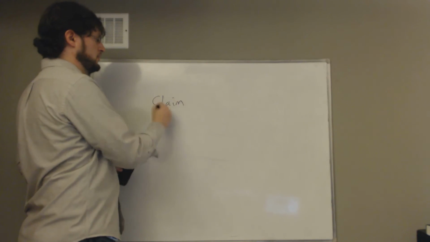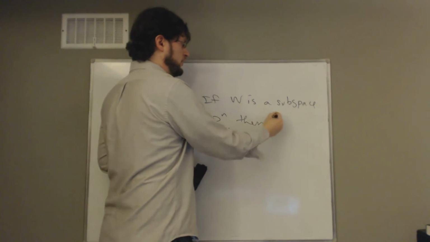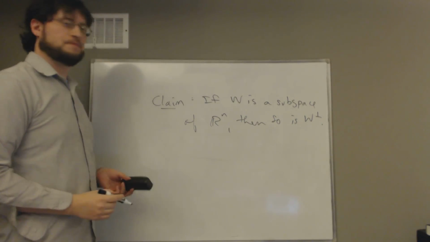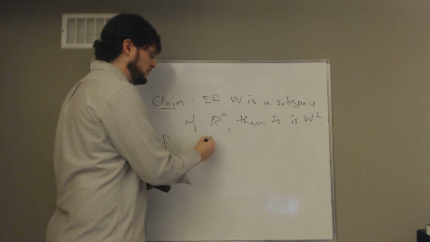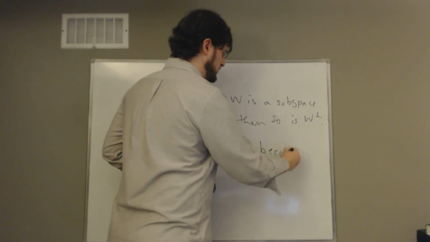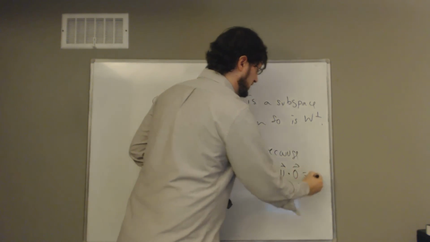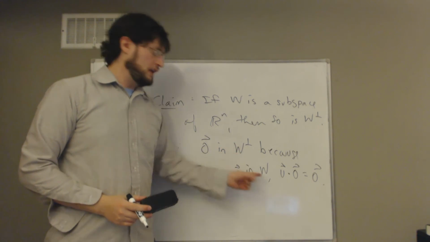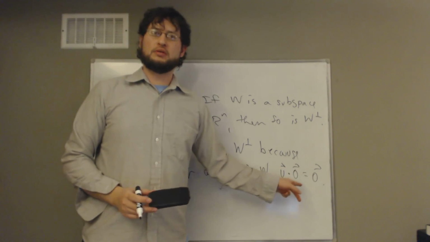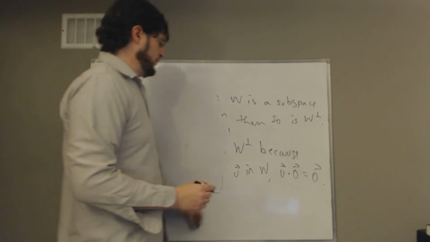Here's my claim. If W is a subspace of Rn, then so is W perp. And here's our idea. Zero is in W perp because for any u in W, u dot 0 is 0. And remember, this is our definition of being in W perp. A vector is in the perpendicular subspace, the orthogonal complement, if it dots to 0 with everything. But 0 dots to 0 with everything, so 0 is in W perp. So the 0 vector is in there. That's the first thing. Remember, it also needs to be closed under addition and closed under scaling.